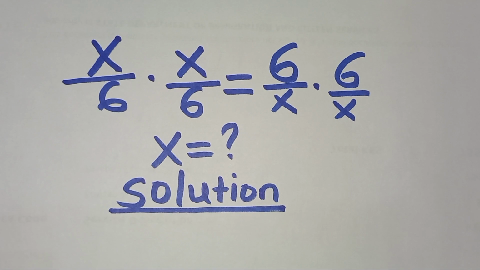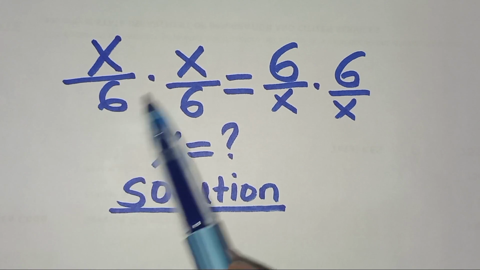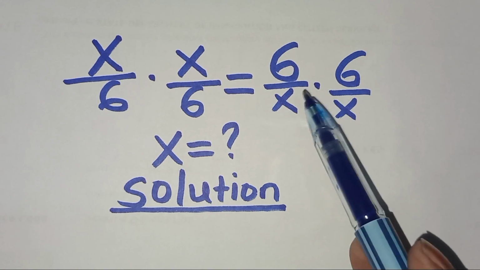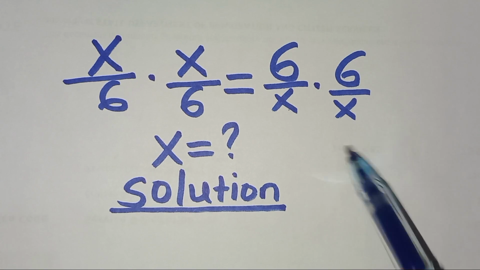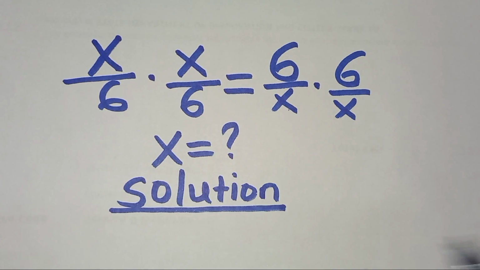Hello everyone, you're welcome to solve this nice algebra problem, which is (x/6) multiplied by (x/6), this is equal to (6/x) multiplied by (6/x). So what are the values of x?